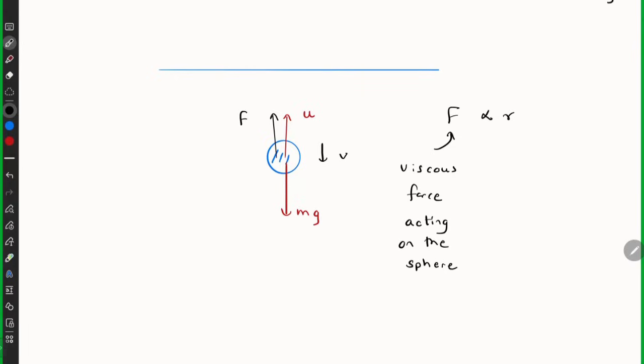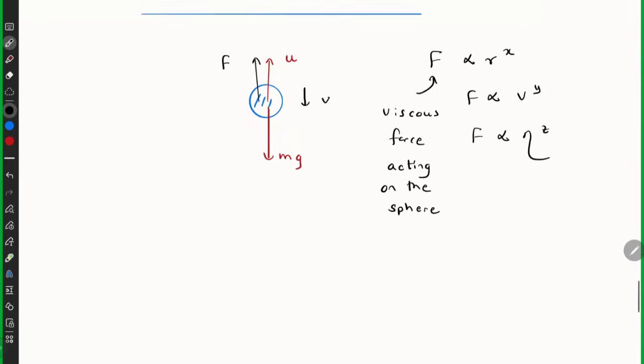But is it directly proportional? No. To some power x. We don't know, right? And this viscous force is also proportional to the velocity to some power. This viscous force is also proportional to viscosity to some power. So we can take all the proportionalities into one connection now, and then we can see viscous force is proportional to what? R to the power x, v to the power y, eta to the power z.